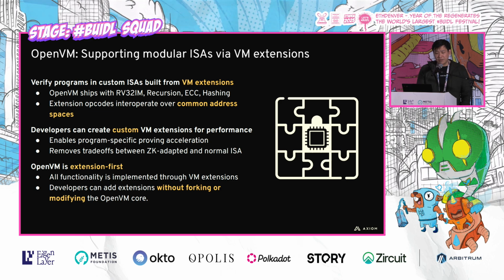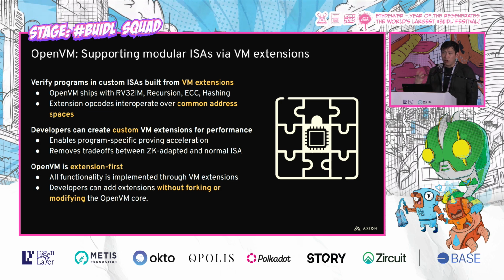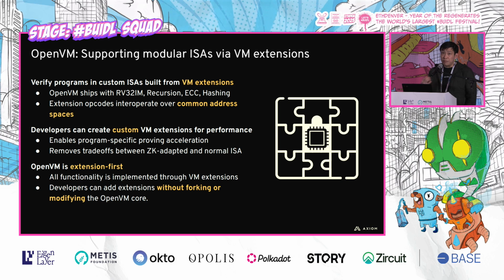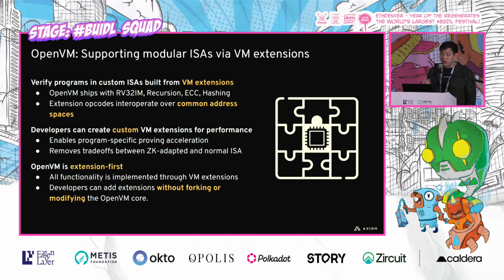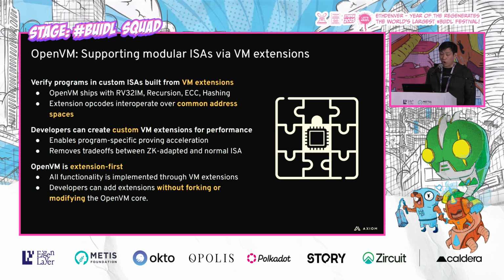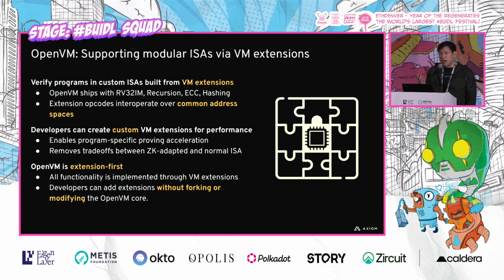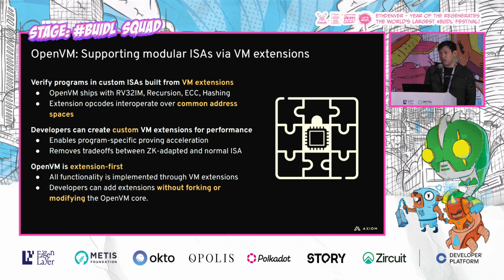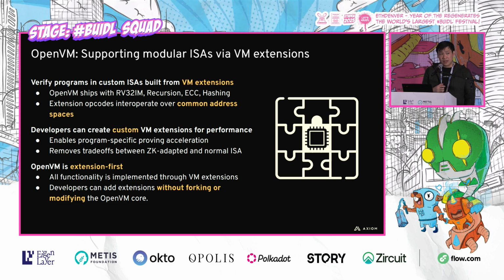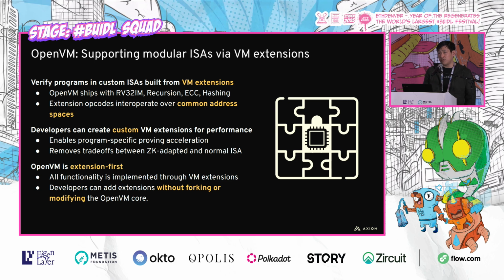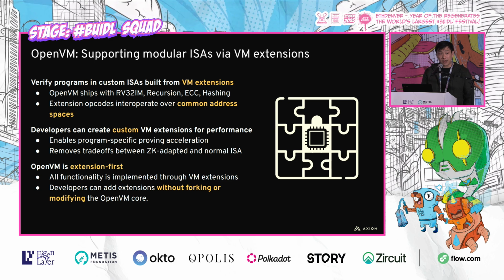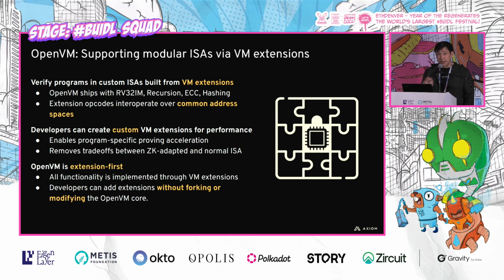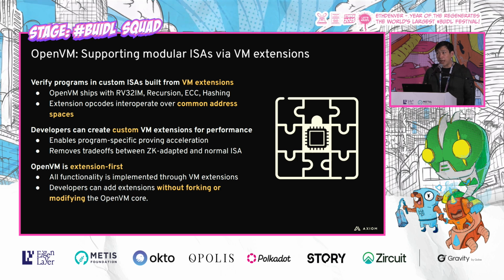Now, the design of OpenVM is actually extension first. So all functionality in the VM is implemented through these extensions, including RISC-V support and recursion support. And so as a consequence of this architecture, we actually allow developers to add their own extensions on equal footing with this default set of extensions. And one core feature we have is that developers can add extensions without forking or modifying the OpenVM core repo. All they need to do is import OpenVM as a library.